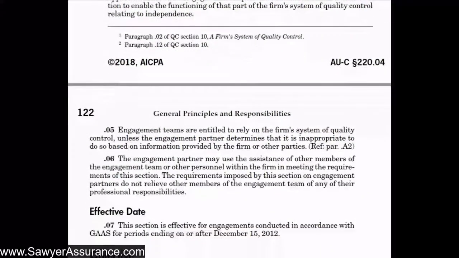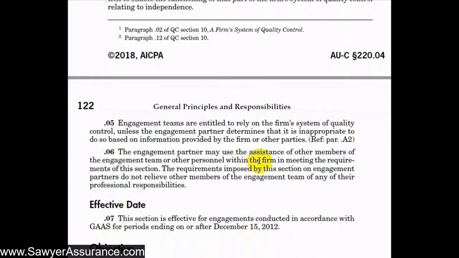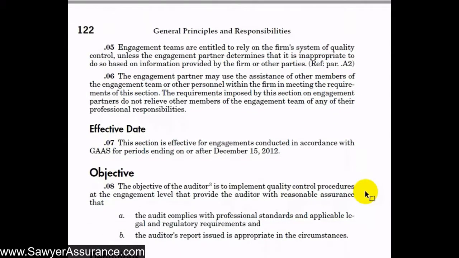Okay, to finish off the introductory section, we have here that explains that a lot of the requirements in AUC section 220 will be directed at the engagement partner, but this item tells us that whenever that's the case, the engagement partner can delegate those tasks to the engagement team or other personnel within the firm. But on the flip side, it tells us that even though a lot of these requirements are directed at the engagement partner, that doesn't relieve the engagement team of their responsibilities. So let's go down and reiterate the objectives of this AUC section 220.